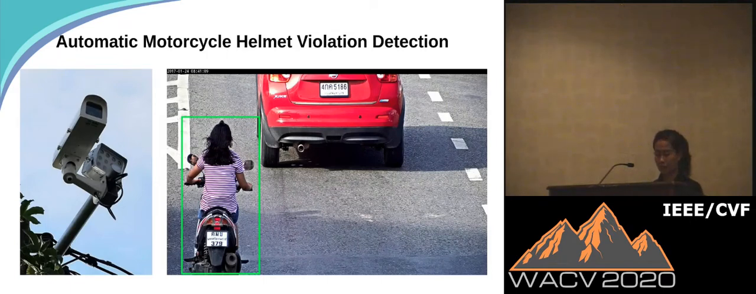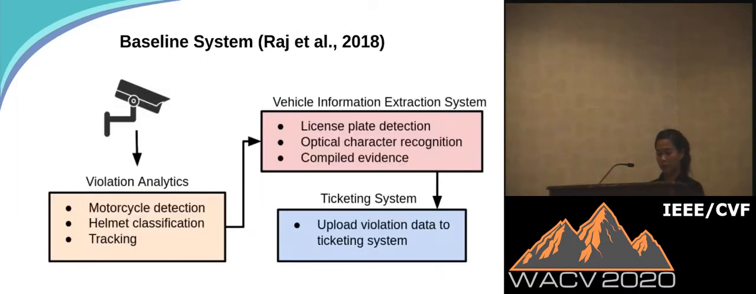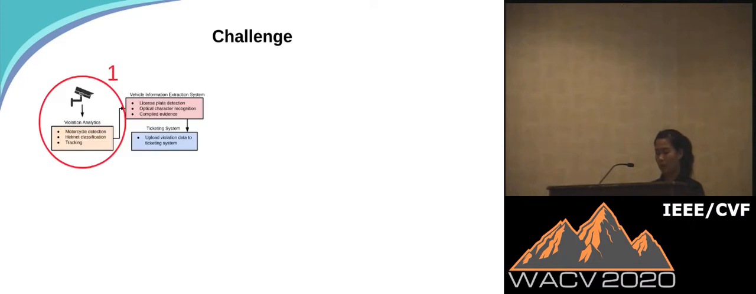Organizations like the World Health Organization and governments are trying many methods to solve this problem, such as education. But law enforcement is also an important tool. In Thailand, we automate the law enforcement process using cameras to detect the violation. In 2016, we started deploying a baseline system that has a camera connected to a machine that performs motorcycle detection, helmet classification, and tracking. When a violation is found, it is sent to the vehicle information extraction system to detect and read the license plate and other information about that motorcycle. The evidence is sent to the ticketing system for police to issue the tickets. We immediately saw improvement in compliance at the locations where this system is deployed. So we can say that this system is already saving lives.